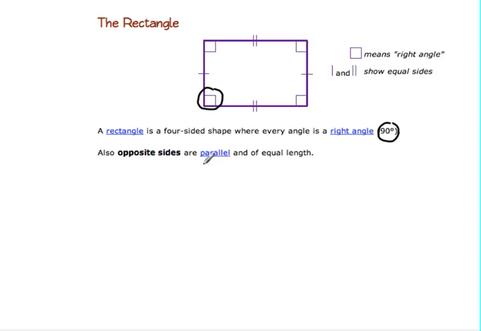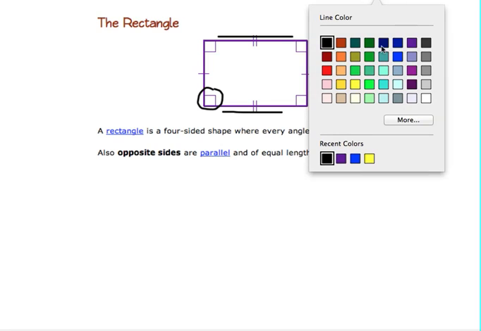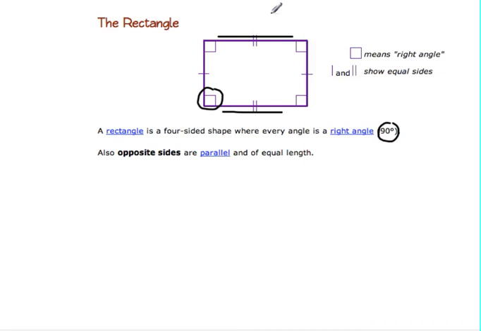The opposite sides are parallel. That means they go the same direction, and if continued on and on forever, they would never cross. This side and this side, they are parallel. The opposite two sides, this side and this side, they are parallel. A rectangle is a four-sided shape where opposite sides are parallel and are the same size, or of equal length.